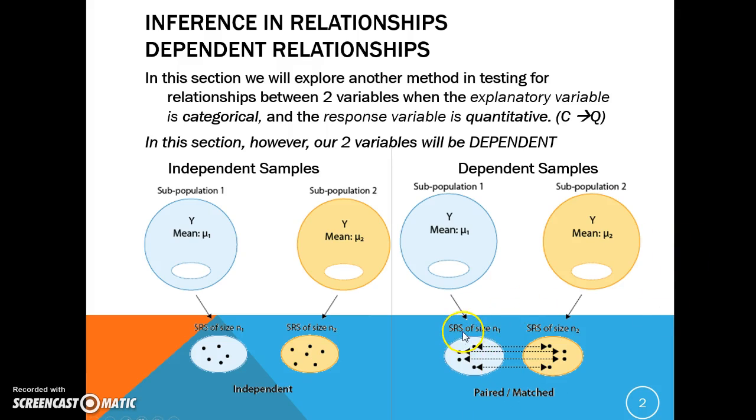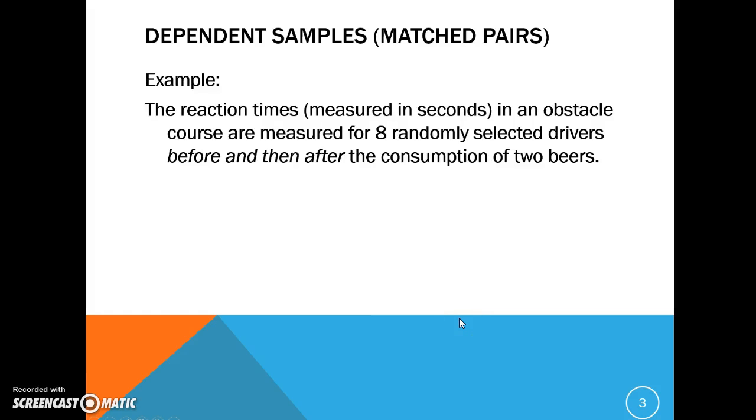So we have a simple random sample of size n on both. N1 and N2 are the same. So we're talking about before and after relationships, twin relationships, or perhaps married couples, for example.